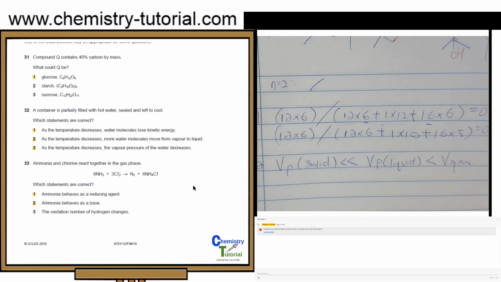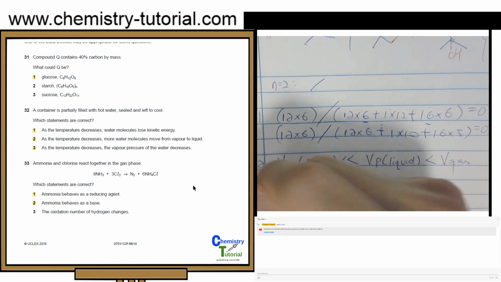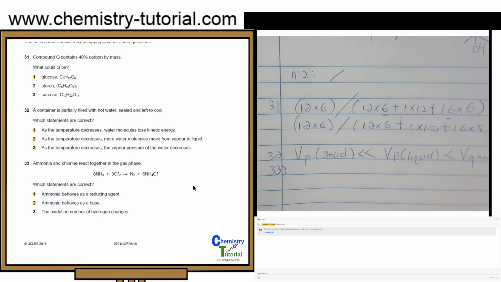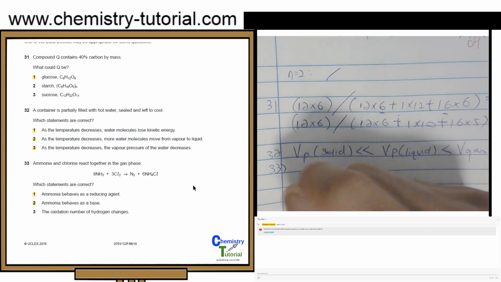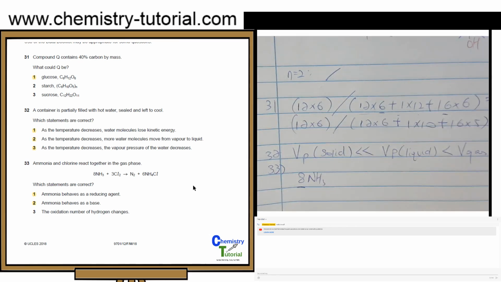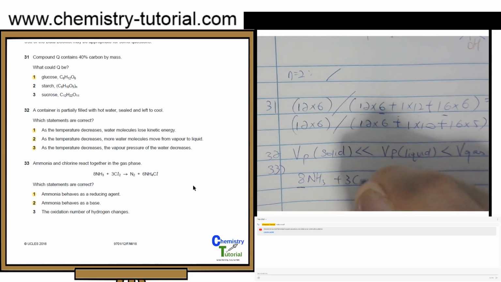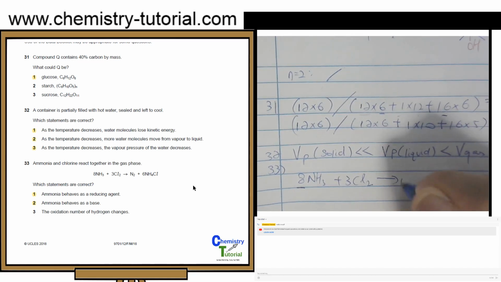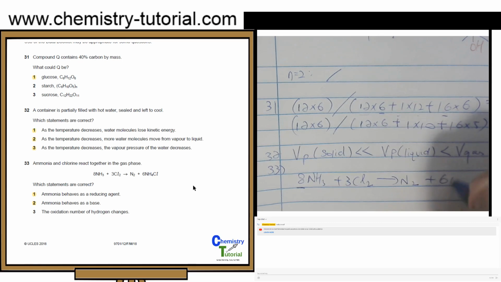Question 33. Ammonia and chlorine react together in the gas phase. Which statements are correct? Ammonia behaves as a reducing agent. Well, a reducing agent itself gets oxidized. Did it get oxidized? Although I mentioned there's actually no need to put the coefficient there in this case, I just put it for completion's sake.